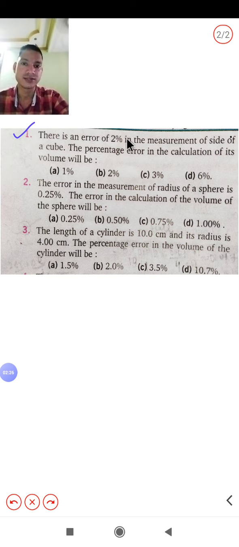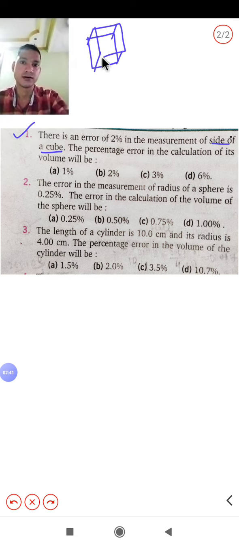There is an error of 2% in the measurement of the side of a cube. Let me draw a cube here. Volume of the cube is, okay, there is an error of 2% in this side. So delta L by L is the relative error. If we multiply it by 100, we will get the percentage error, which is already given here, 2%. We need to calculate the percentage error in the volume.